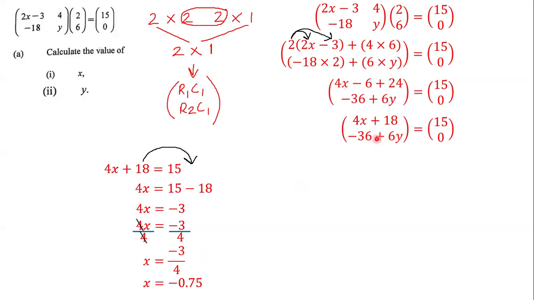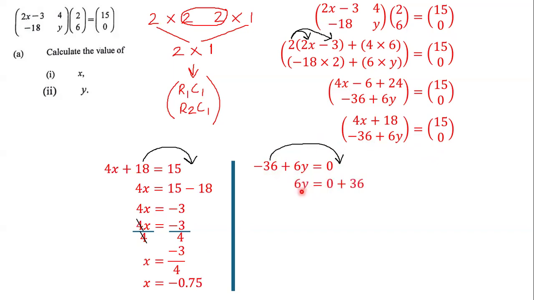Now, what else do we know? We know that these two entries must be equal as well. So negative 36 plus 6y is equal to 0. And that's the equation that we have. And we're going to use it to solve for y. First, we take negative 36 and we send it over the equal sign. It was a negative, but when we send it over, it becomes a positive.